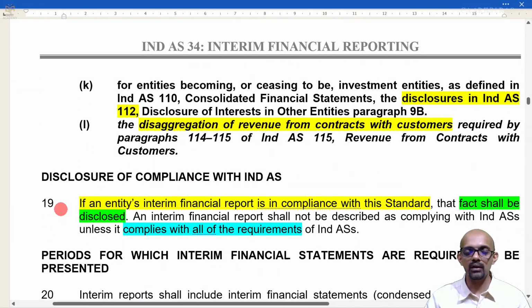Once you comply with all the requirements of Ind AS, you need to make an explicit statement that this interim financial statement complies with all Ind AS.